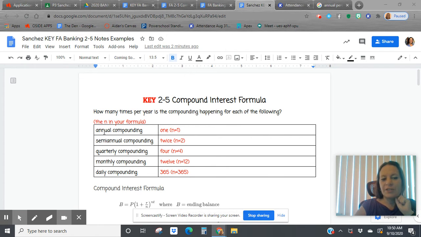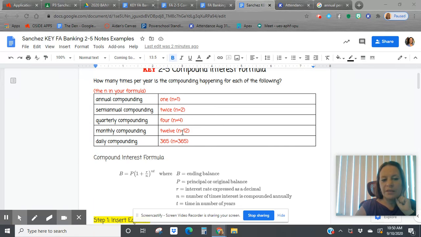So what if it says in your problem that it's annual compounding? Your n is going to equal 1 time per year. Semi-annual would be twice per year. Quarterly compounding would be 4 times per year. Monthly 12, and daily is 365. The most common compounding in your regular banks is going to be daily compounding.